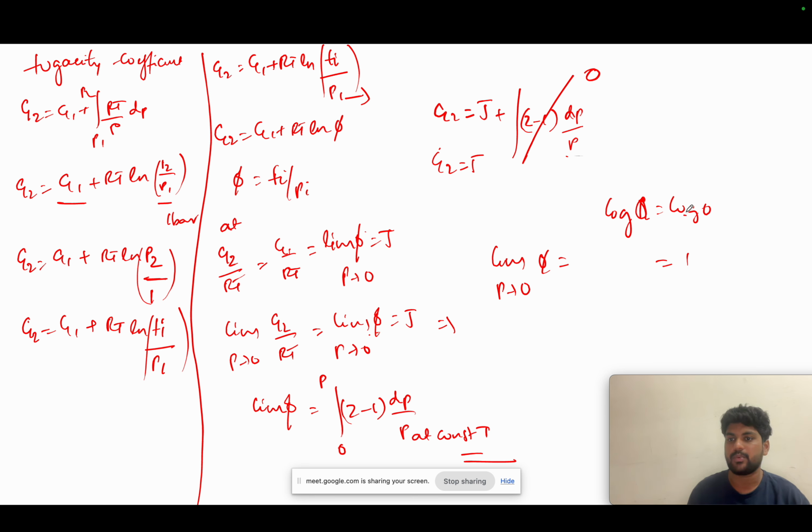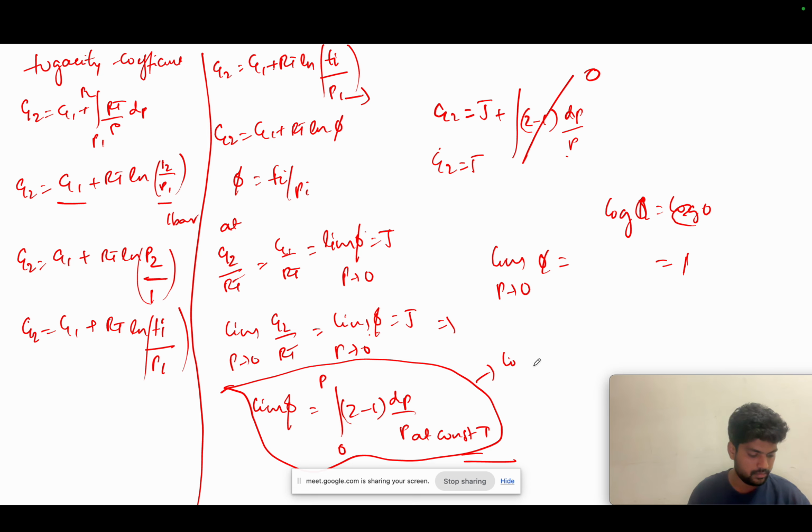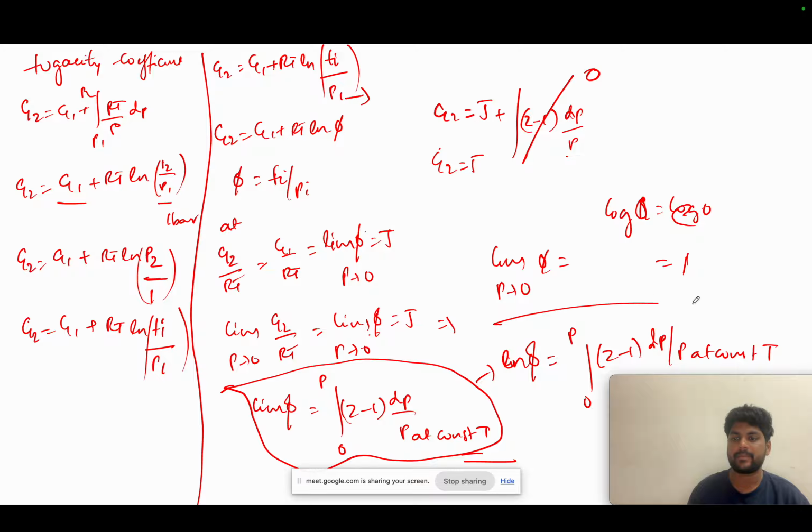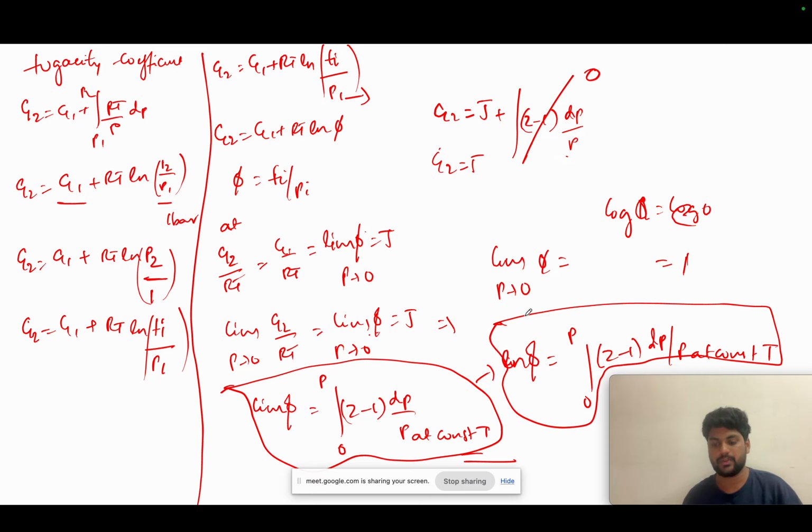E port 0 equal to 1. So now, this is the final equation for the fugacity. Any doubts regarding the fugacity equation? ln of phi equal to integral from 0 to P of (Z minus 1) dP by P at constant T. So this is the fugacity equation.